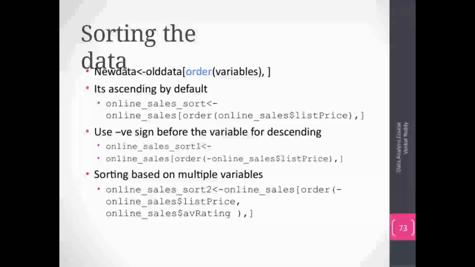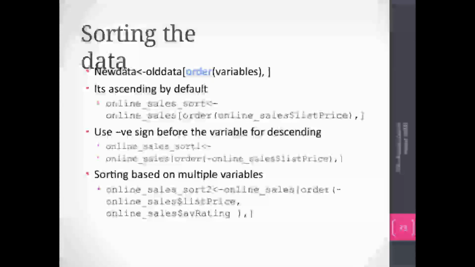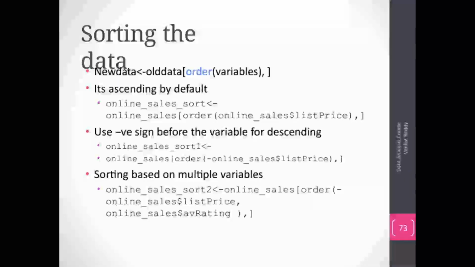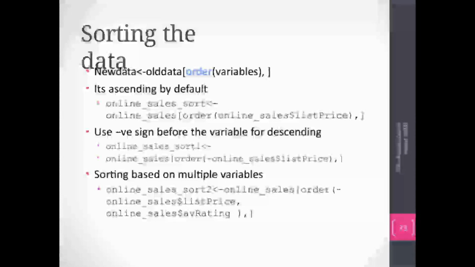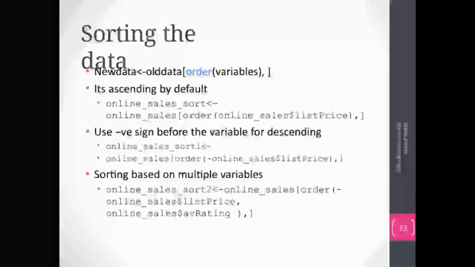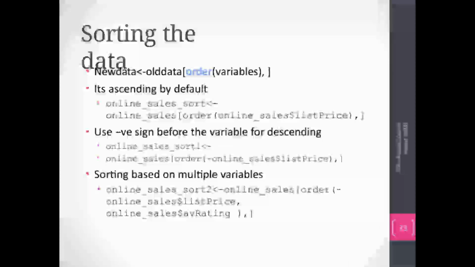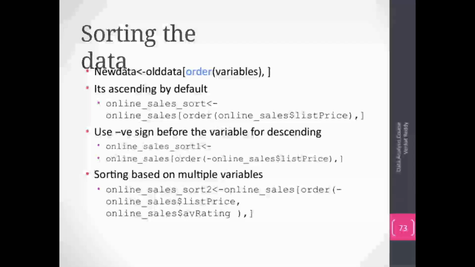You can also sort based on multiple variables. For instance, if you want to sort by price in descending order and then by average rating in ascending order, you can do that by specifying both in the order function: online_sales_sort2 <- online_sales[order(-online_sales$list_price, online_sales$avg_rating)]. This way, your data is organized exactly how you need it, whether by single or multiple variables, and whether in ascending or descending order. Sorting is a fundamental step because it helps reveal patterns and insights more clearly, which ties into our overall goal of effective data analysis.